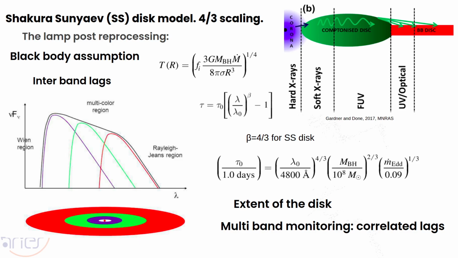So at that scale, if you have nuclear fusion going on, you need lots of fuel there because fusion has an efficiency of only 0.7%. While accretion has very high efficiency, so accretion can give rise to these luminosities as compared to fusion.